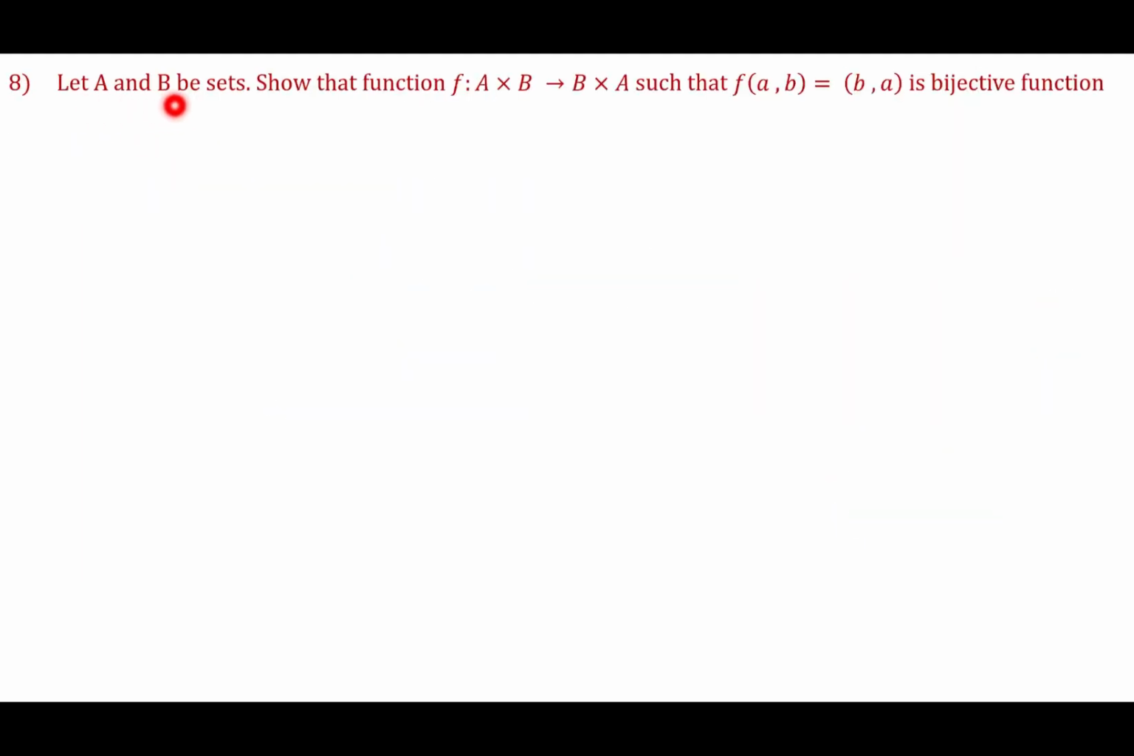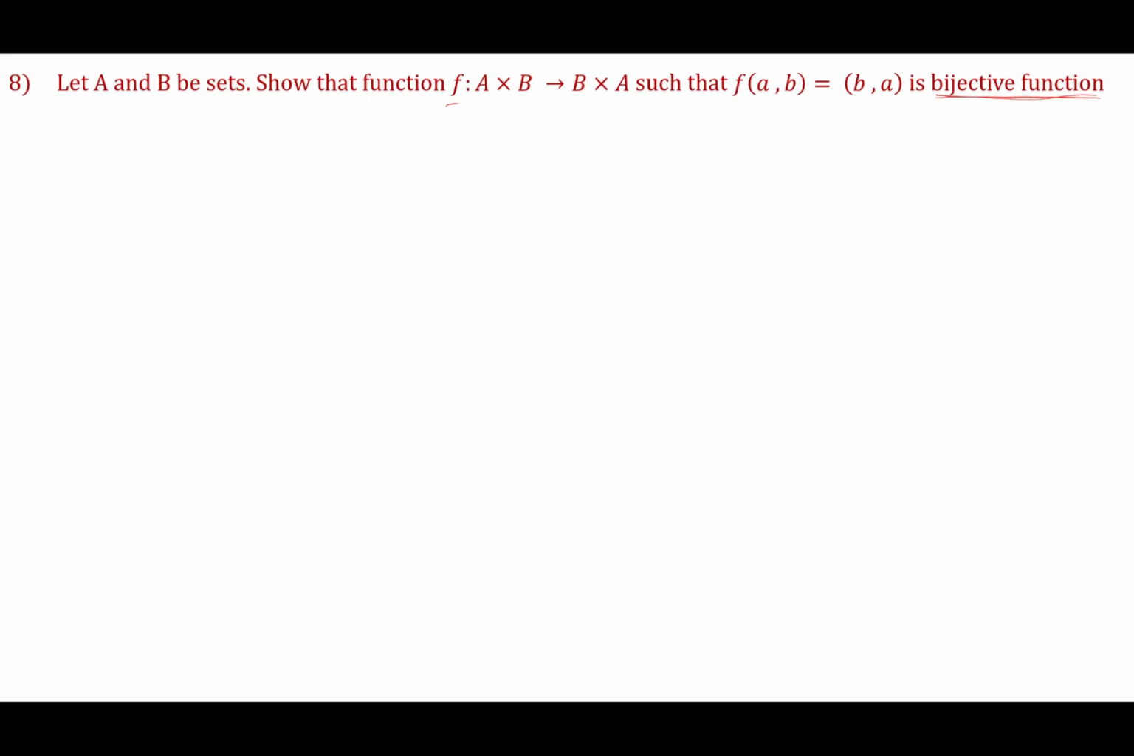Question 8. Let A and B be sets. Show that the function f from A cross B to B cross A, Cartesian product, such that f of (a, b) is equal to (b, a), is a bijective function, which means this given function is 1-1 and onto, because we have to show that a function is a bijective function.